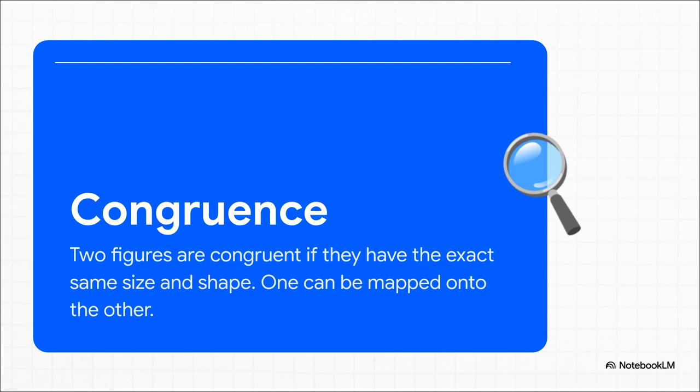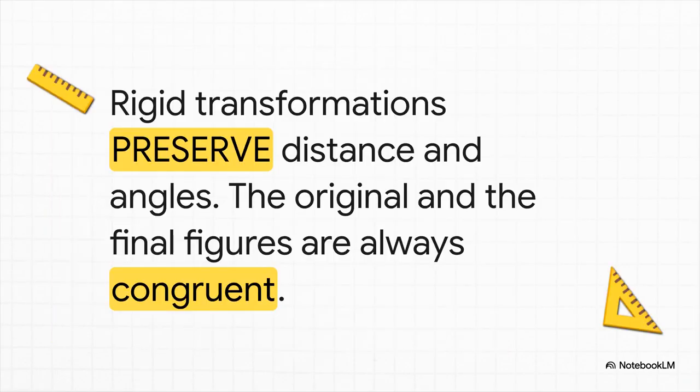And the official mathematical way to prove they're congruent is by showing that you can get from one shape to the other using only our three master moves: translation, reflection, or rotation. If you can do that, they are certified congruent. And honestly, this is the most important takeaway of this whole thing. Rigid transformations are special because they preserve everything that actually matters: the distances, the angles, the size, the shape. This means the original figure and the final figure are always congruent. It's a mathematical guarantee that they're perfect copies.